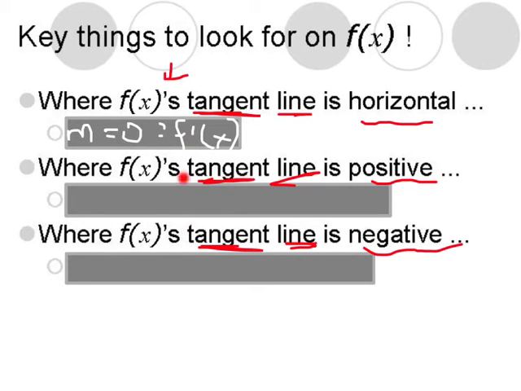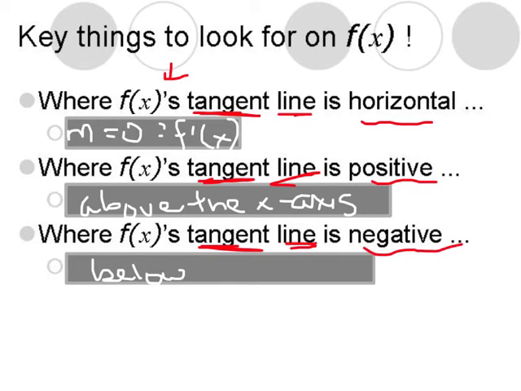Okay, now where the tangent line slopes are positive on f, then we're going to want to plot positive values on the graph. So where are positive y values? They're above the x-axis. And similarly, where the tangent line is negative, our derivative is going to be below the x-axis.